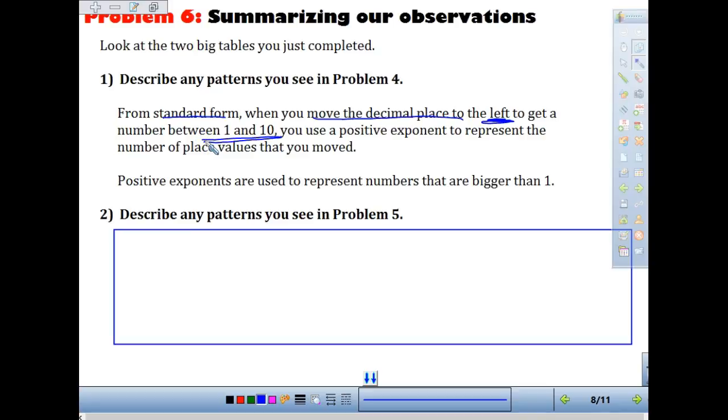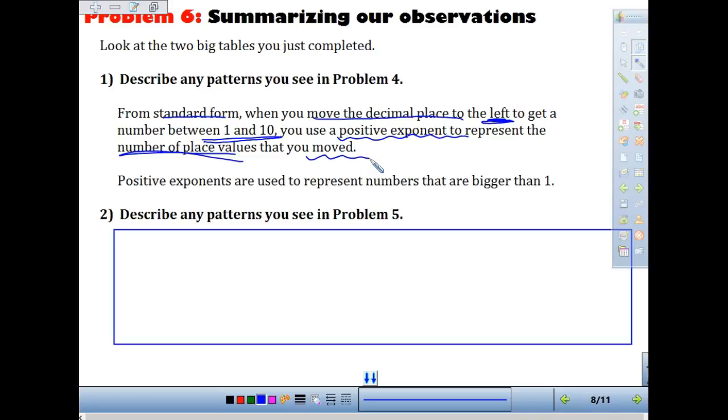When we started standard form, we moved the decimal to the left to get a number between 1 and 10. Every exponent was a positive exponent, and it tells you the number of places you moved. Okay? That is key. It tells you exactly how far you had to move the decimal. So, scientific notation: move the decimal to the left to get a number between 1 and 10.